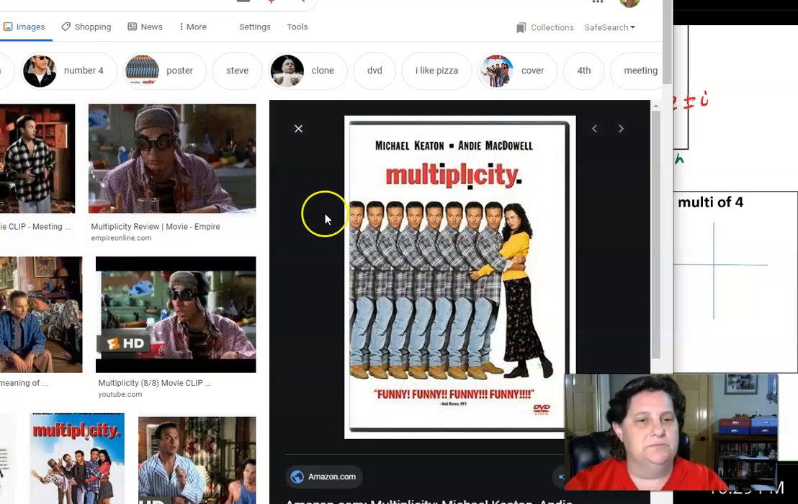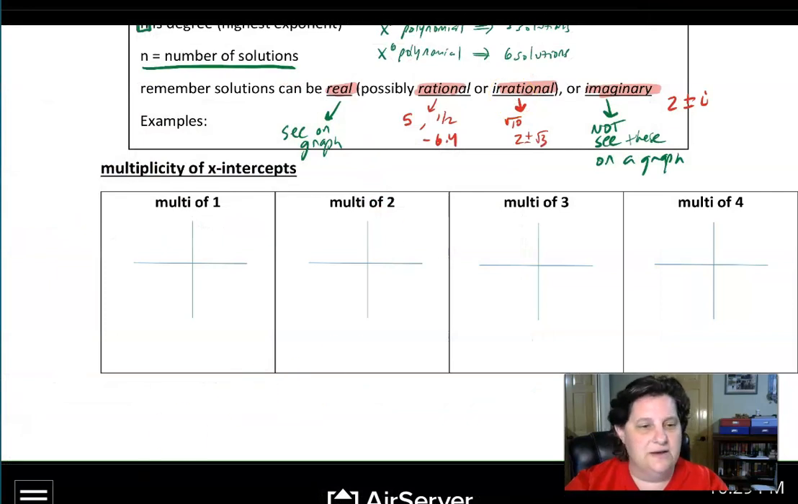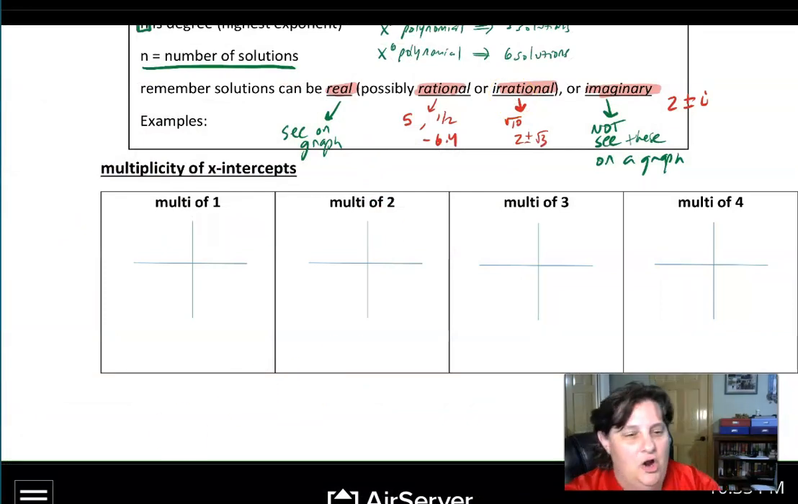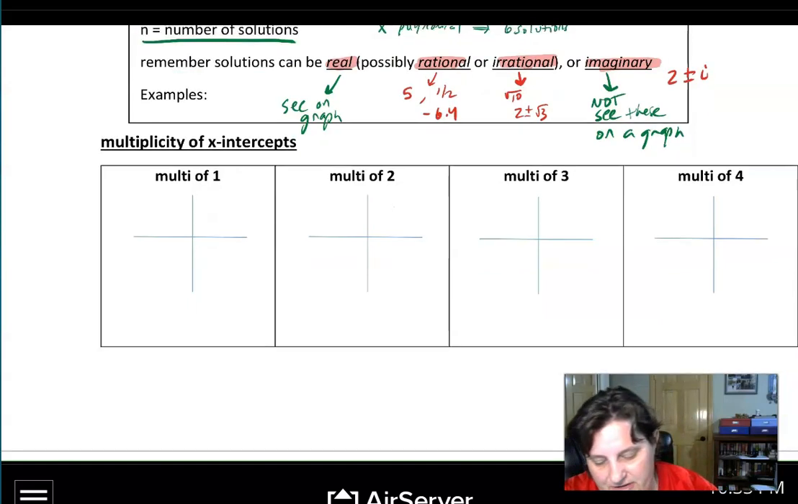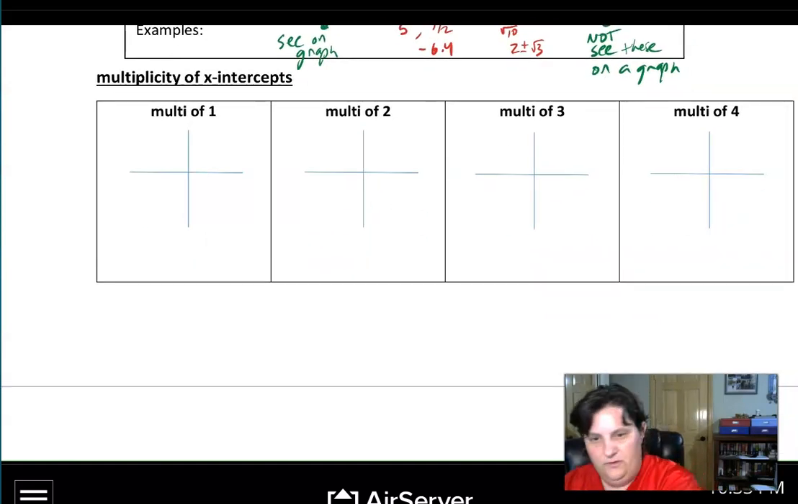You're gonna hear me use the word multiplicity a lot. Every time I say the word multiplicity, I think of Michael Keaton being duplicated a bunch of times. That is just what I think of. So let's talk about multiplicity. All right, you guys. So there's my little story on multiplicity. Here we go. Okay.